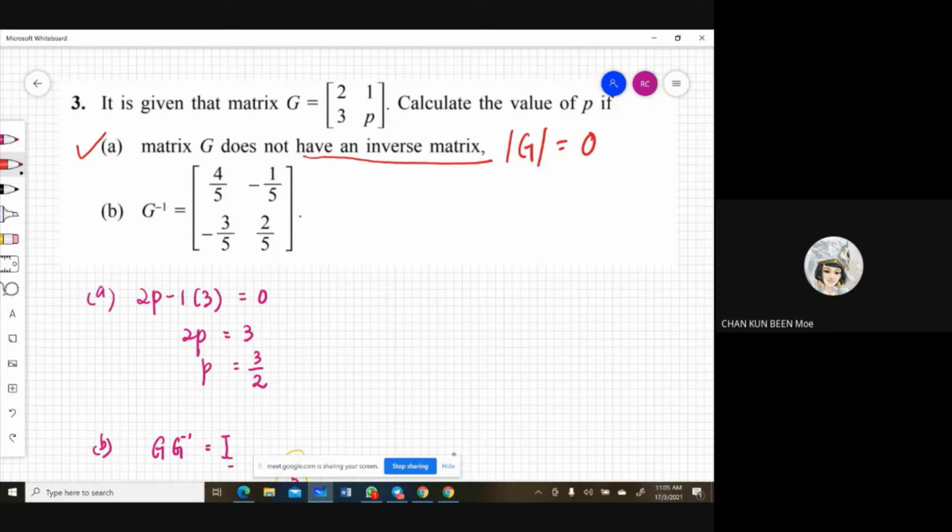So you multiply 2 with P minus 1 times 3, it is equal to 0. Make the equation like this. So we find that P is equal to 3 over 2. Okay, next question. If the inverse matrix of G is equal to this, you are asked to find the value of P.